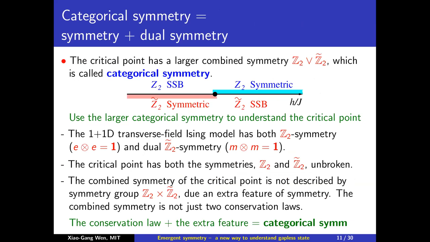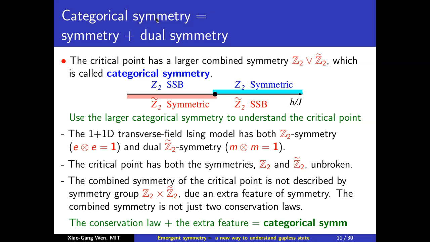So then it's very tempting and maybe convenient to combine these two symmetries. We should view the Ising model as having these two symmetries together. So we combine both the symmetry and the dual symmetry. And this combination is very important, so we gave it a name: the categorical symmetry. It is really the combination of both the symmetry and the dual symmetry.